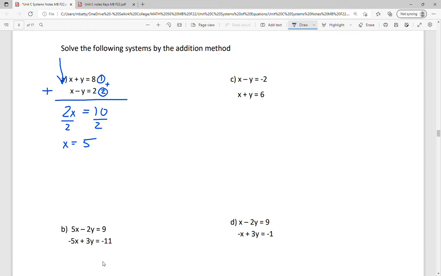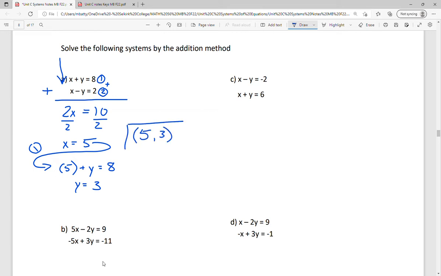So I can take this 5 and put it back into any of the equations I want. I'm going to put it into equation 1. So I'm going to say 5 plus y equals 8. Subtracting 5 from both sides, I get that y equals 3. And so I've found my ordered pair of 5 and 3 that is the solution to this system.